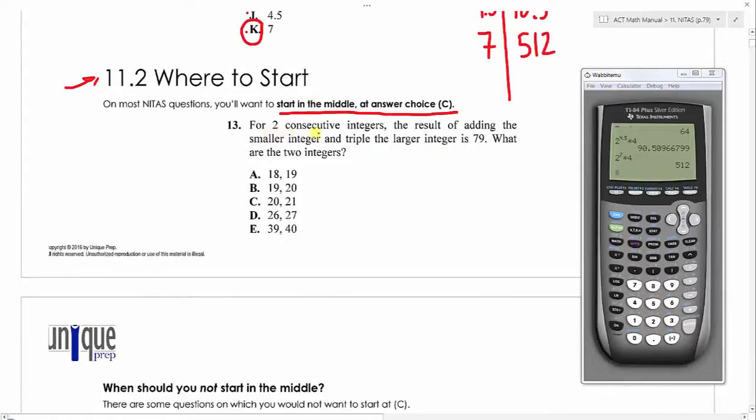For 2 consecutive integers, the result of adding the smaller integer and triple the larger integer is 79, and they want to know what are the 2 integers. So that's what I'm going to circle. What are the 2 integers?